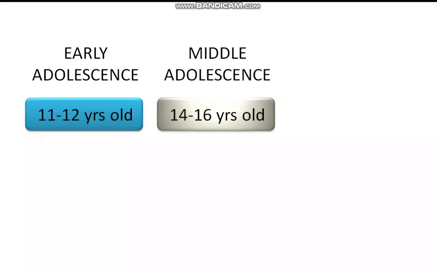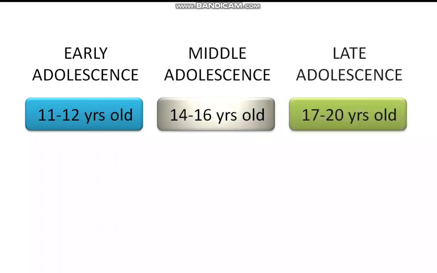The specific ages for this period may vary from person to person, but early adolescence, characterized by puberty, may come at the ages of 11 and 12, middle adolescence at 14 and 16, and late adolescence marks the transition into adulthood at ages 17 and 20.